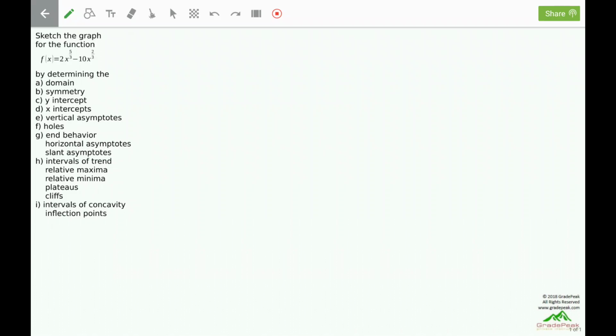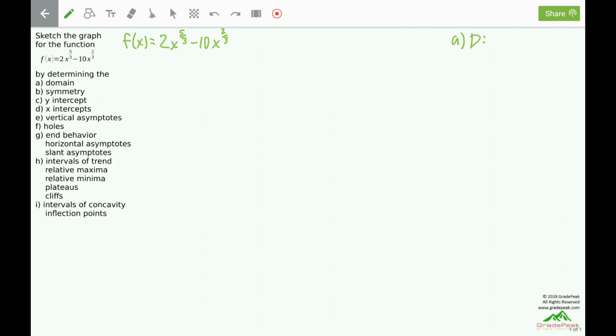Sketch the graph of the function f of x equals 2x to the 5/3 minus 10x to the 2/3 by determining the parts A through I. f of x equals 2x to the 5/3 minus 10x to the 2/3, two terms that are fractional exponents. The denominators of the fractional exponents are the roots. They're each an odd number here. And the domain of an odd root is all real numbers.